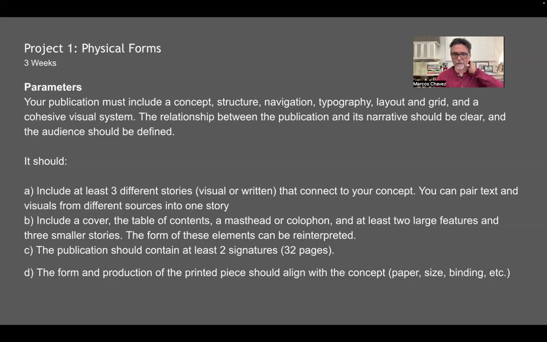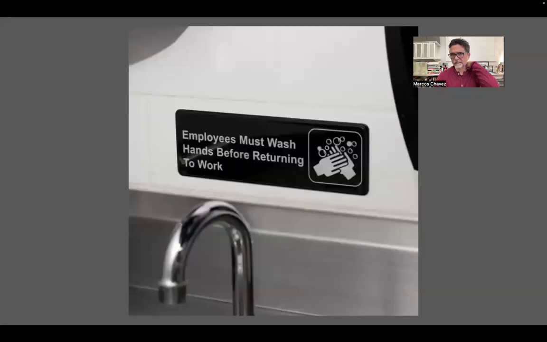The format and production of the print piece should align with the concept, paper size, binding, etc. So yeah, the form is up to you and the way you bind it. But again, it's about making something that's substantial, that's effective in communication, but is in depth and not surface level or quick and easy.